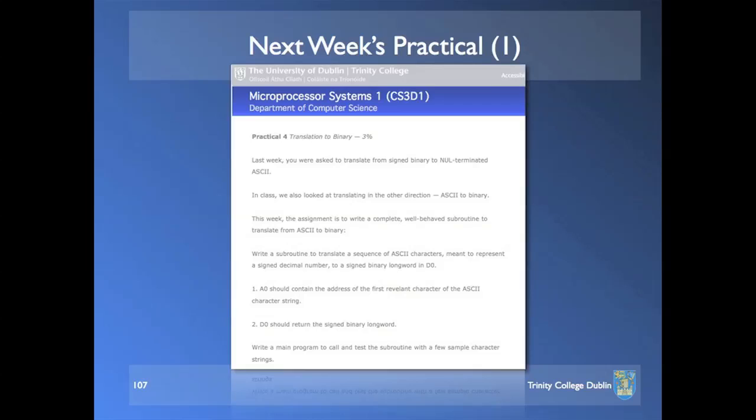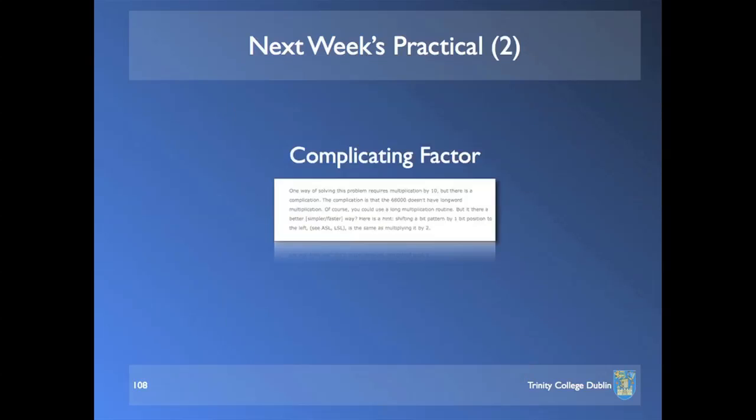So no doubt you'll come across those as time goes by. This is next week's practical, which you have out there in front of you. Just a quick look at it here. You've actually done most of it, but not all of it. First of all, you've never written a subroutine, and we want you to write a subroutine to translate the sequence of ASCII characters that are meant to represent a signed decimal number into a signed binary. The second catch here is long word, not a word, but a long word.